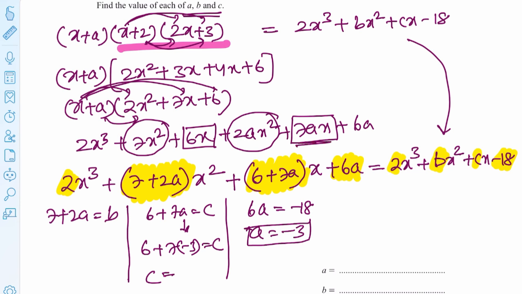It is 7ax, right? Let me check it again. This is 2x cube, this is 7x squared, this is 6x, this is 2x squared, and this is 6a, right? And this one I'm getting 7ax.